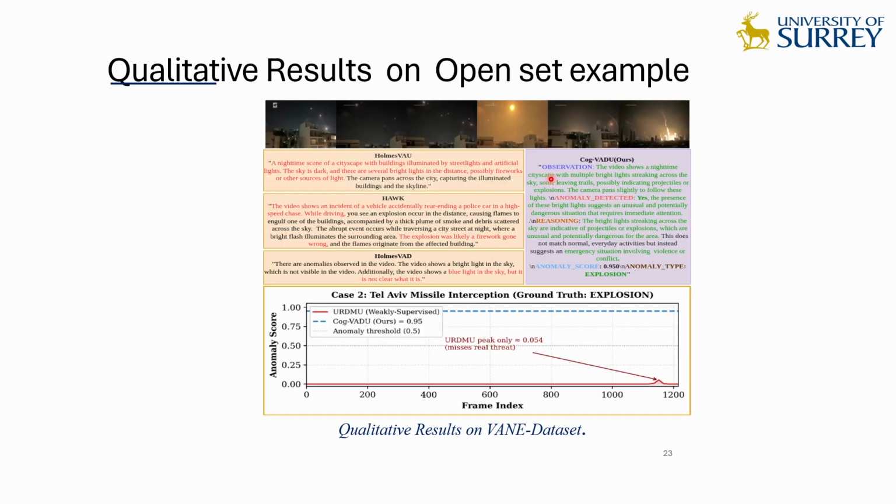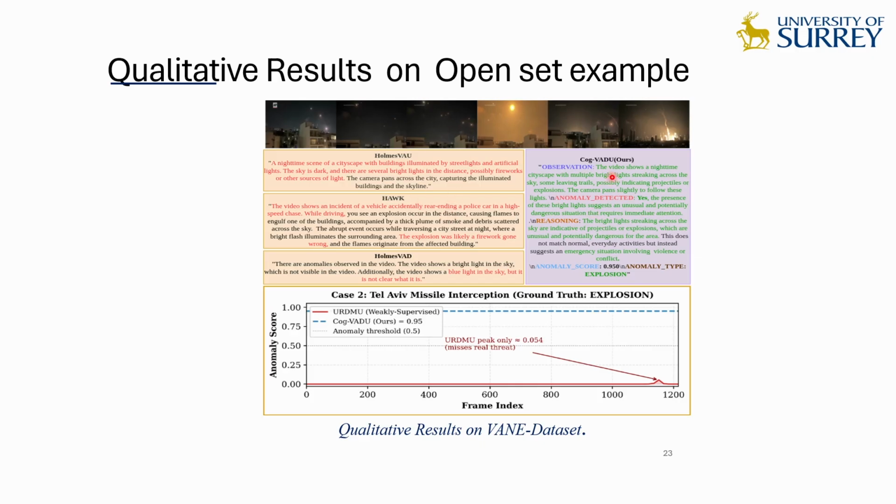Another example that we have taken is from outside the dataset. This is an open-ended example. As you can see, there is a missile attack on some area, and you can see the explosion in the sky as well as on the buildings on the ground. We can see that Holmes-VAU, which is a fine-tuned, instruction-tuned, train-based explainer method, is able to generate some explanation, but it is not able to catch what is actually happening in the video. Similarly, Hawk and Holmes-VAD are also not able to fully explain the anomalous events going on in the video.